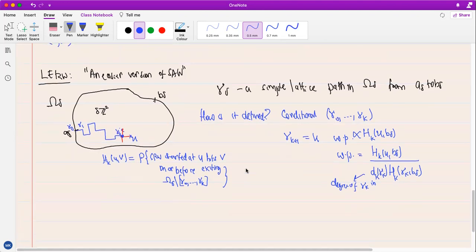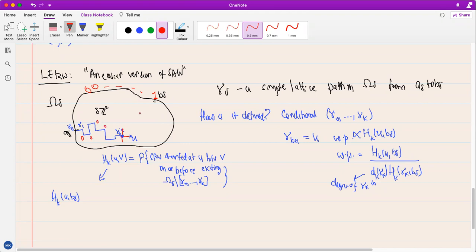So this is one way of describing this loop-erased random walk, that you go with probabilities proportional to this. So how do you define, for example, h_k of u v? If you want to understand what this h_k is, let me describe it for h_k of u b delta. What is h_k of u b delta? You take the value 1 here at b delta and put 0 everywhere on the boundary, also on this one.